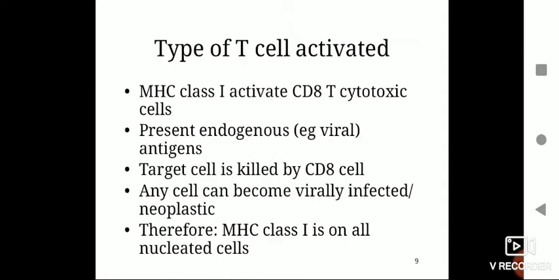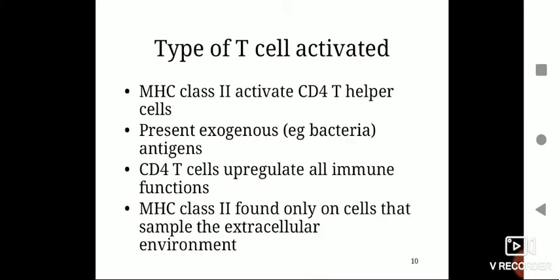You can see here the class 1 MHC molecules have the ability to activate CD8 plus cells, which are nothing but cytotoxic T cells, and they present endogenous antigens like viral antigens. Those cells which express class 1 MHC on their surface are killed by the cytotoxic T cell, hence they are called the target cell. Any cell can become virally infected and will start expressing MHC class 1 on its surface. Hence, all nucleated cells have the ability to express MHC class 1 on their surface.